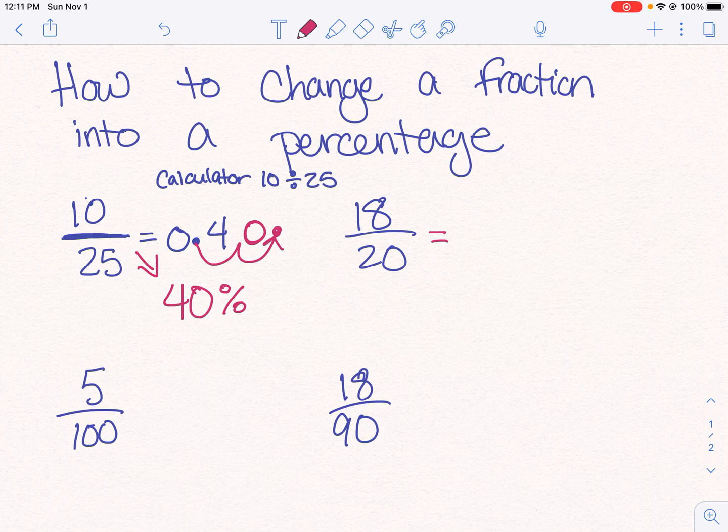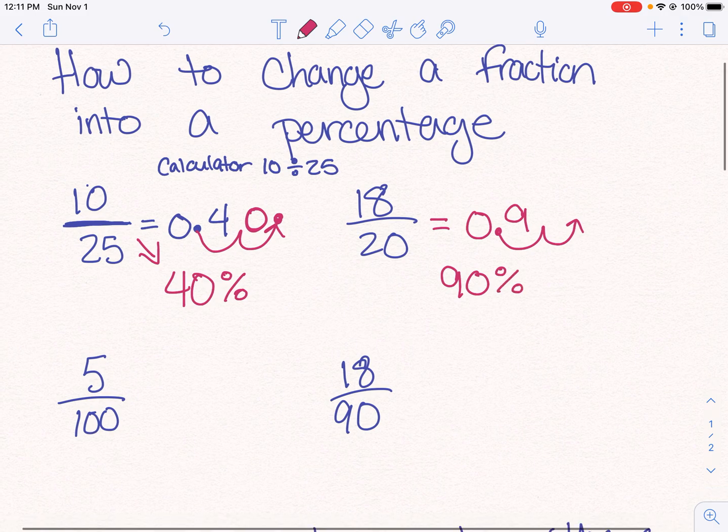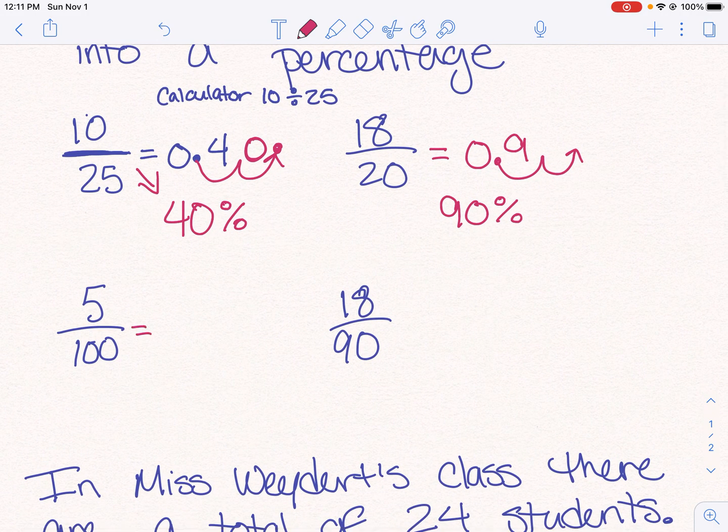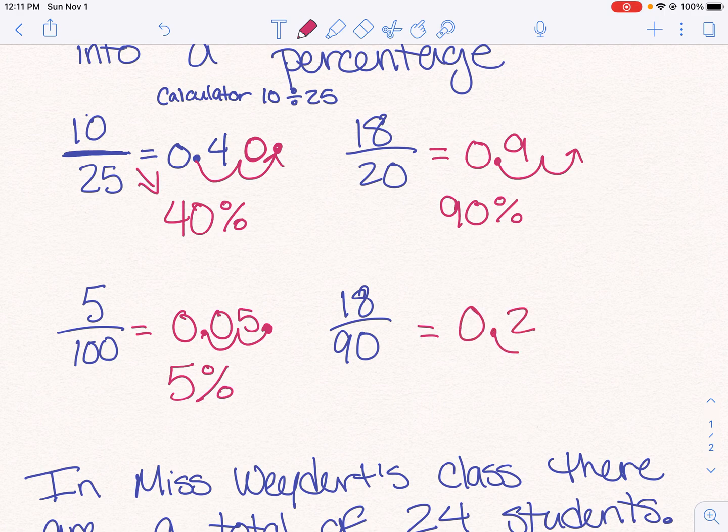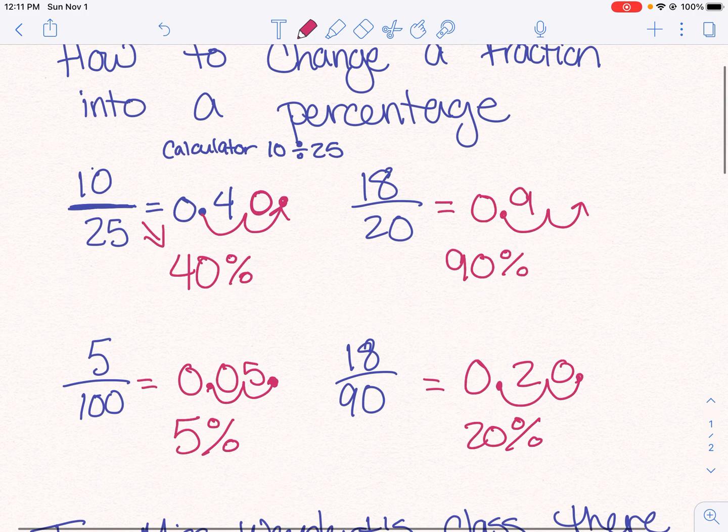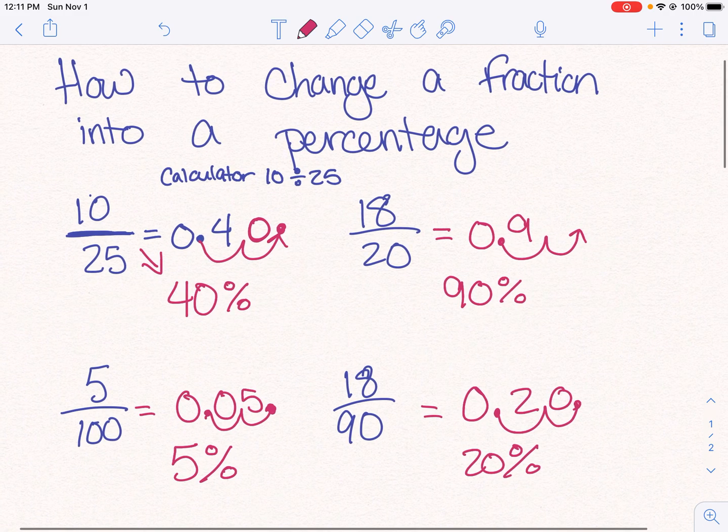Okay, so I'm going to type in 18 divided by 20. I get 0.9. So again, you move it 2 times, it's 90%. Okay, 5 over 100 gives me 0.05. So move it 2 times, it ends right here, so it is 5%. And last but not least, we do 18 divided by 90, which is 0.2. So when I move it 2 times, put a 0 here, it is 20%. So that's just how we change fractions into a percentage.